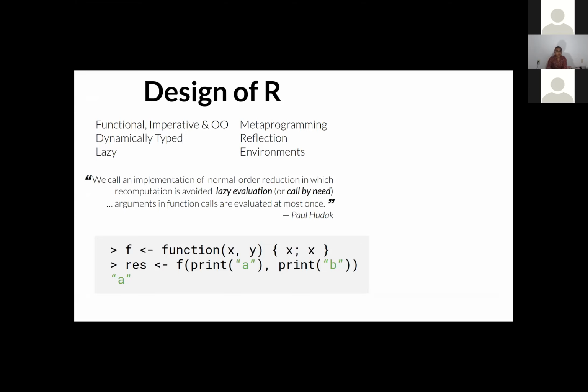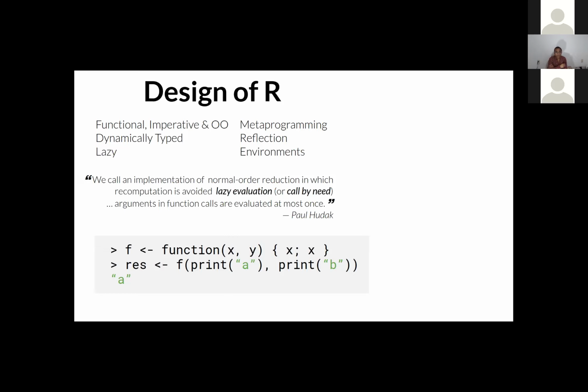In the words of Paul Hudak, we call an implementation of normal order reduction in which recomputation is avoided, lazy evaluation, or call by name. That is, arguments in function calls are evaluated at most once. Let's try to understand the model through this example. Here we have a function f which takes two arguments x and y, and the body of the function uses only the argument x, it does not use y. Then f is called with two arguments, print a and print b.